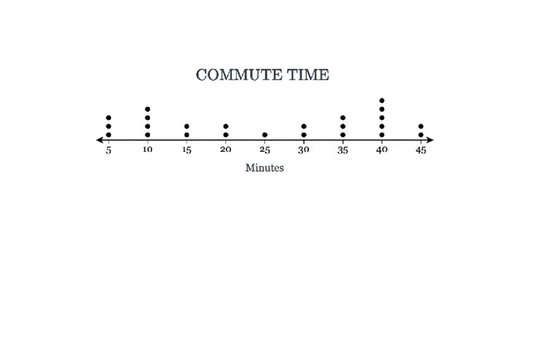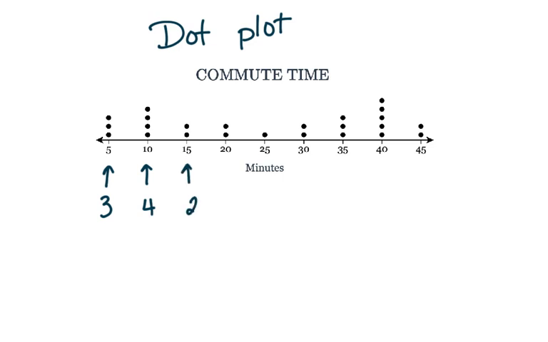So this first one is called a dot plot, and that means that every single time a data piece happens, it's going to get one dot on the graph. And that's one way that we can organize how much information there is. So this is a dot plot. We can see there are 3 data points that have a value of 5, and there are 4 data points that have a value of 10, 2 that have 15, and so on. So a dot plot just has one dot for every data point.